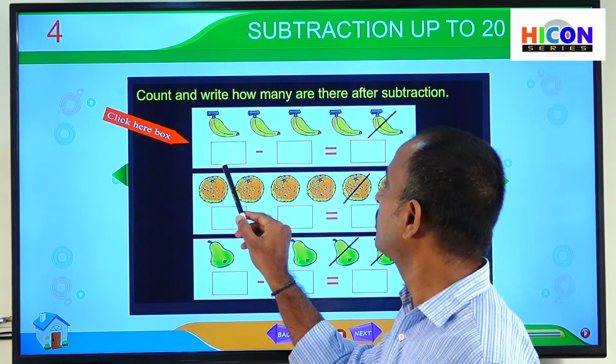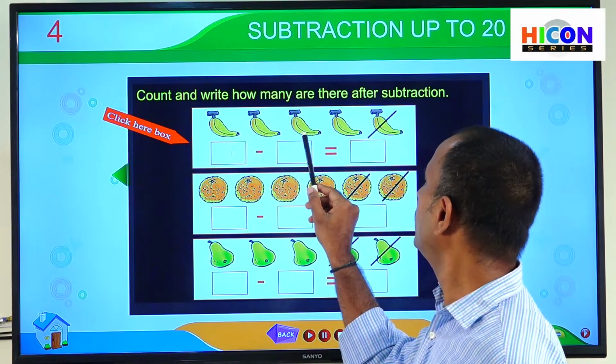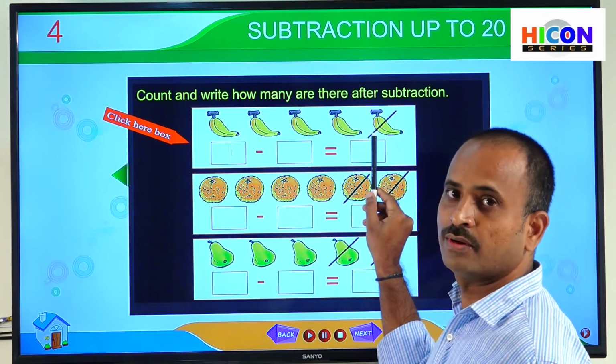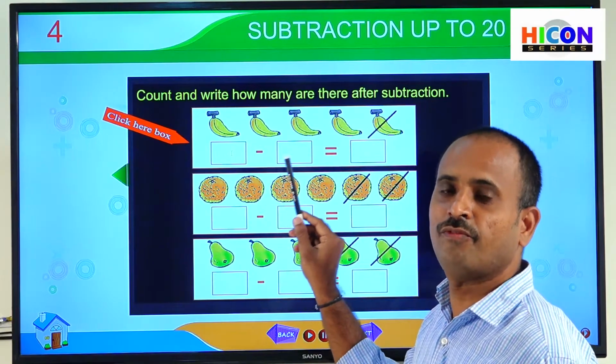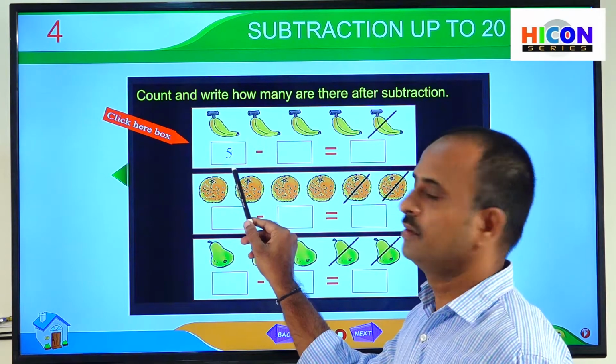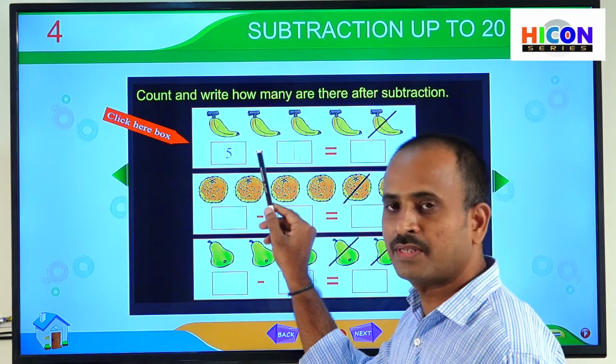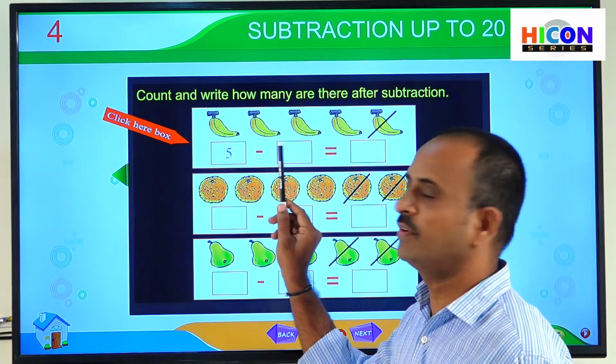So in the first box, how many bananas are there? So 1, 2, 3, 4, 5. So in total how many bananas are there? 5 bananas. So write 5 in the first box. So 5 represents, in the subtraction, the first number, which represents the total number of objects given.